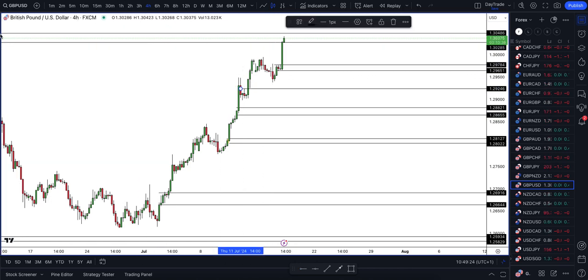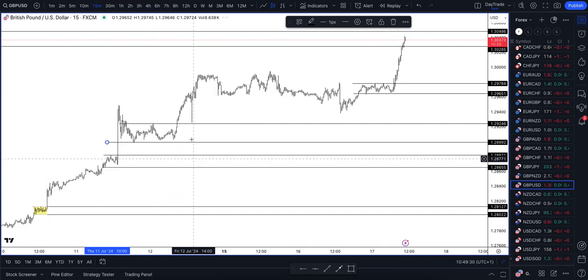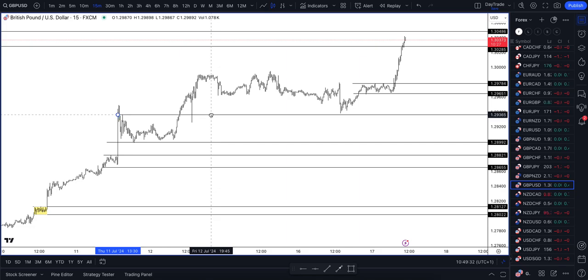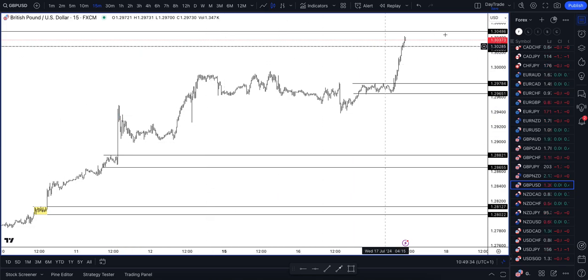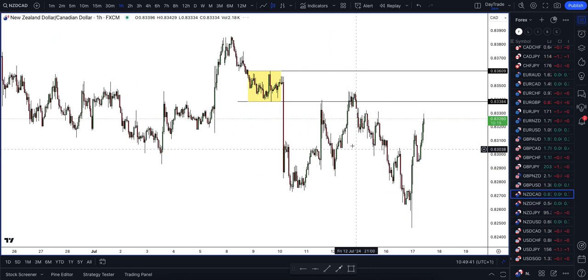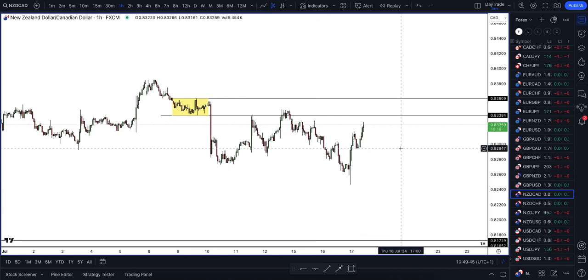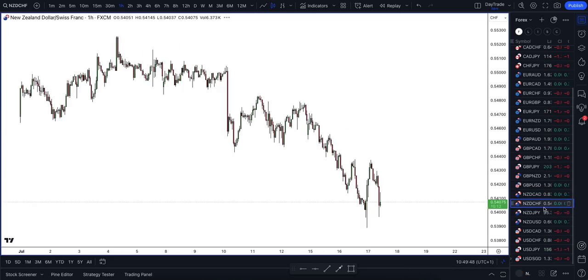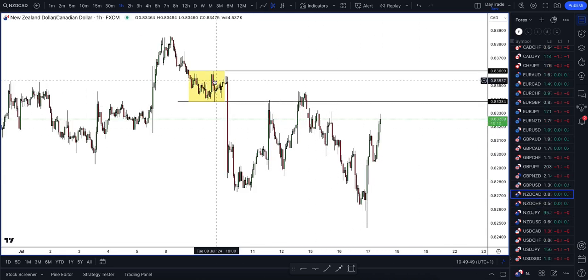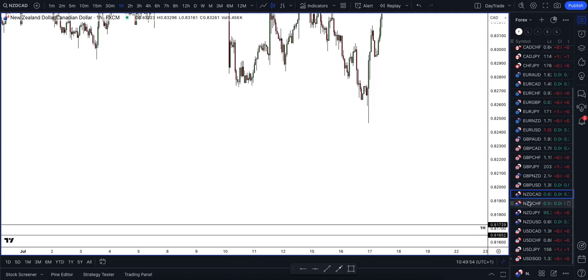Drop base rally here, maybe a bit of demand. Let's have a look. No, already been eaten up as well. Okay, so on to NZD CAD. Nothing on here either. This was a nice drop from here, but take profits further down.